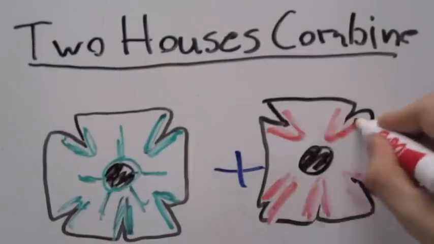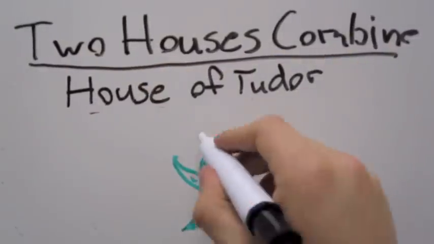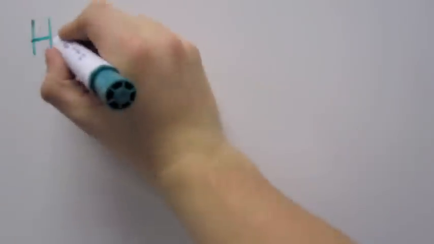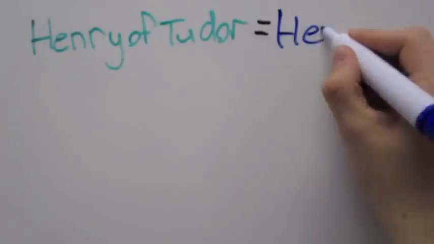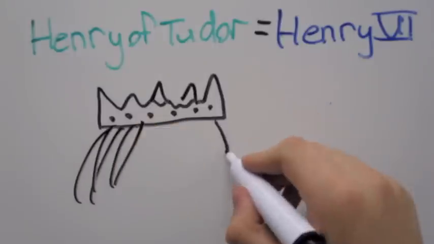To symbolize this reunion, Henry chose to use the rose of the Tudor as the official symbol of the Tudor house. Henry of Tudor was now Henry VII, King of England.